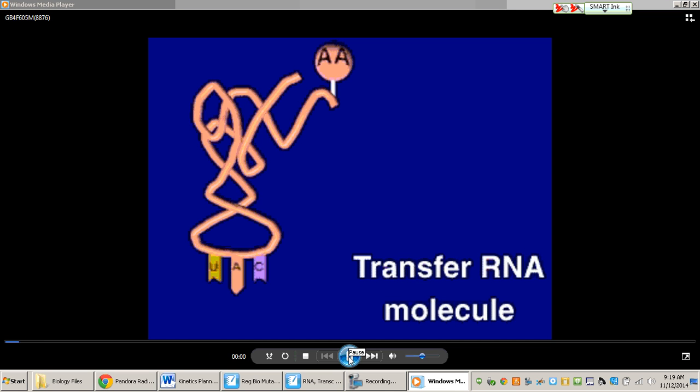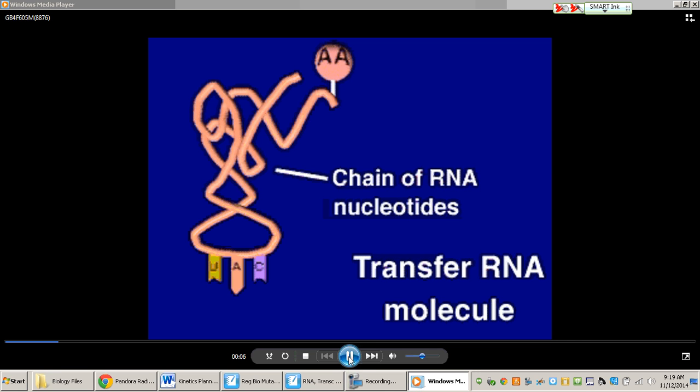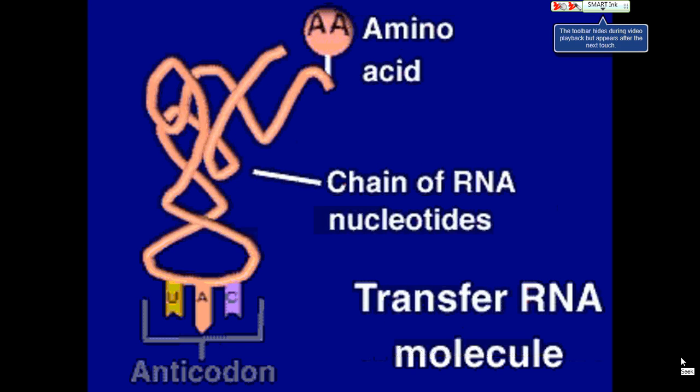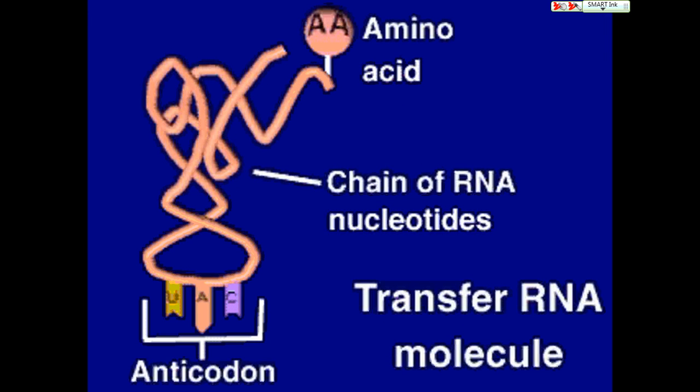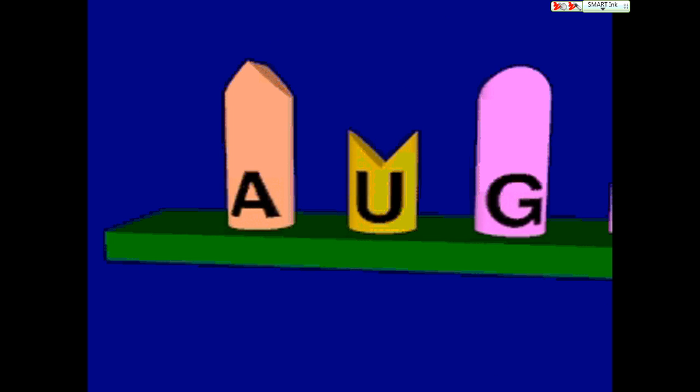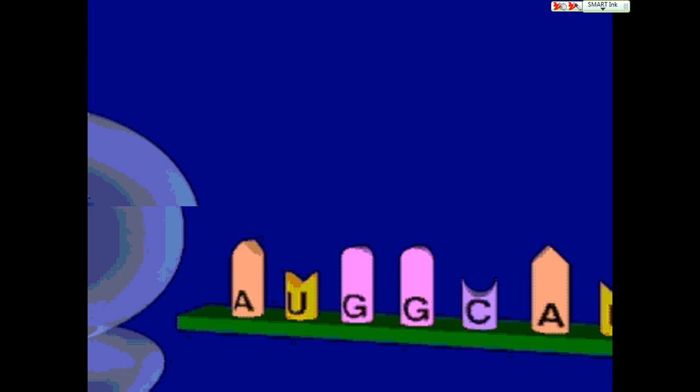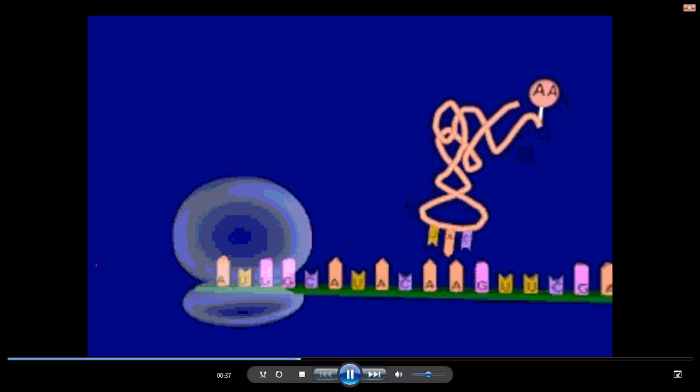A transfer RNA molecule is composed of about 75 nucleotides. Each transfer RNA molecule recognizes only one amino acid, which becomes bonded to the top of the transfer RNA molecule. Located on the bottom of the transfer RNA molecule are three nitrogen bases called an anticodon that pair up with messenger RNA codons during translation. As translation begins, the first codon of the messenger RNA strand attaches to a ribosome. Then, transfer RNA molecules, each carrying a specific amino acid, approach the ribosome.